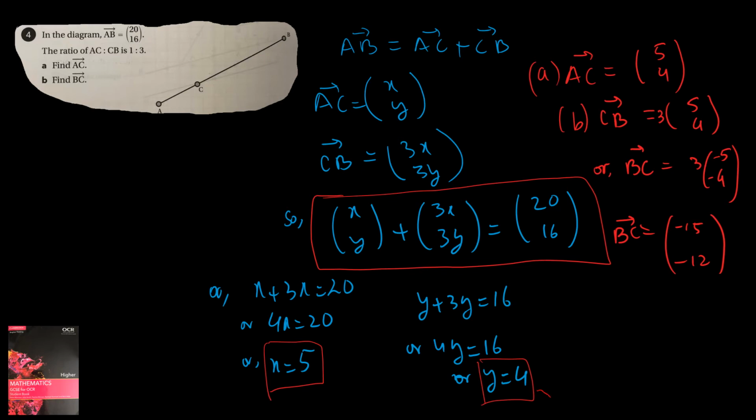Now notice please that here we have found CB. They have asked for BC. So BC equals minus CB. That's why I did the minus. So we've done the minus here, and we get BC. So please note that. That's an important point.